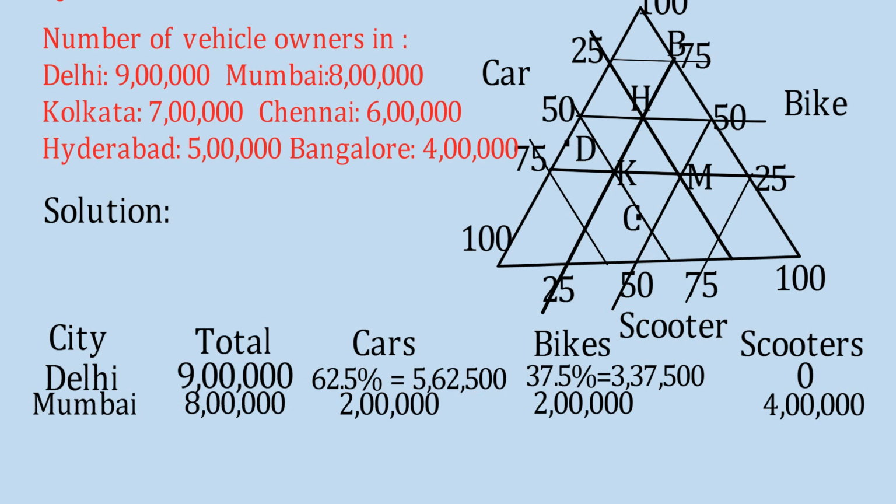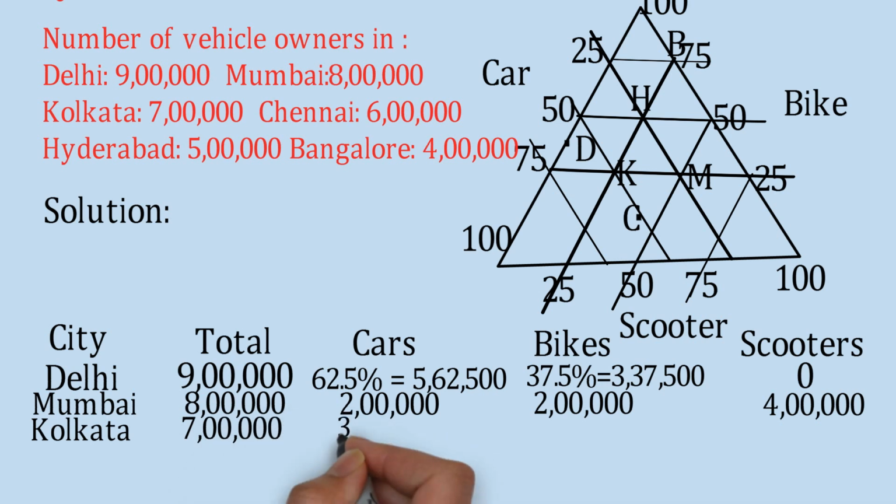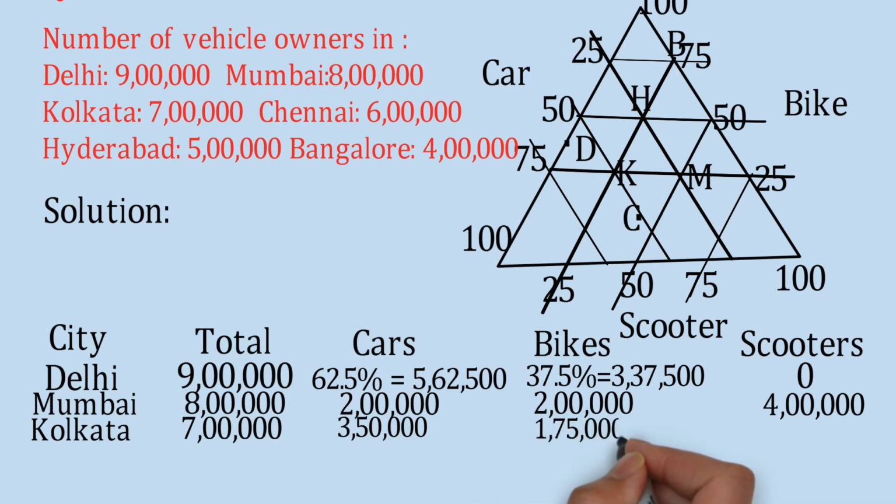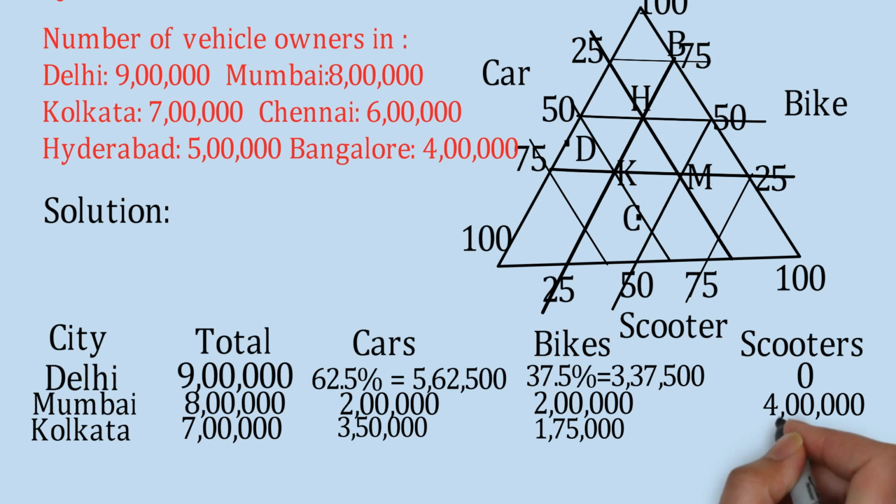Similarly, we get for all the cities. Like for Kolkata, the total vehicles are 7 lakh. Cars are 50%, that is 3,50,000. Bikes are 1,75,000. How are bikes 1,75,000? Because it is 25%. Similarly, scooters are also 25%.